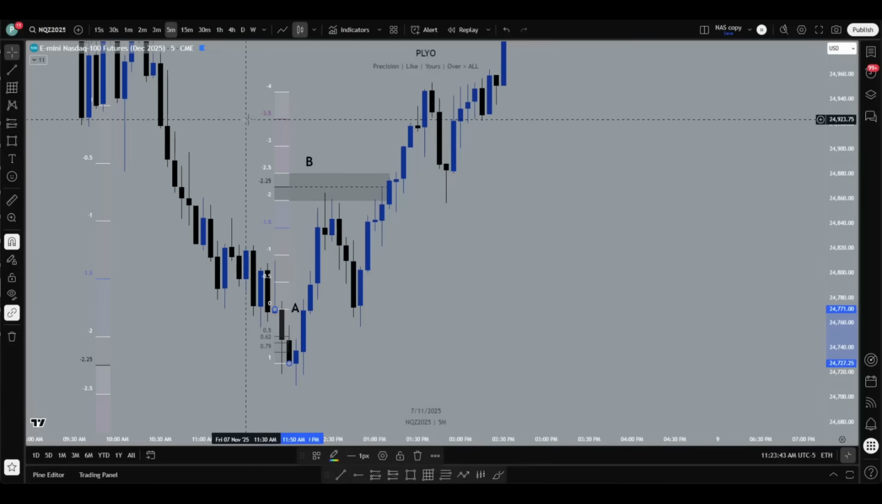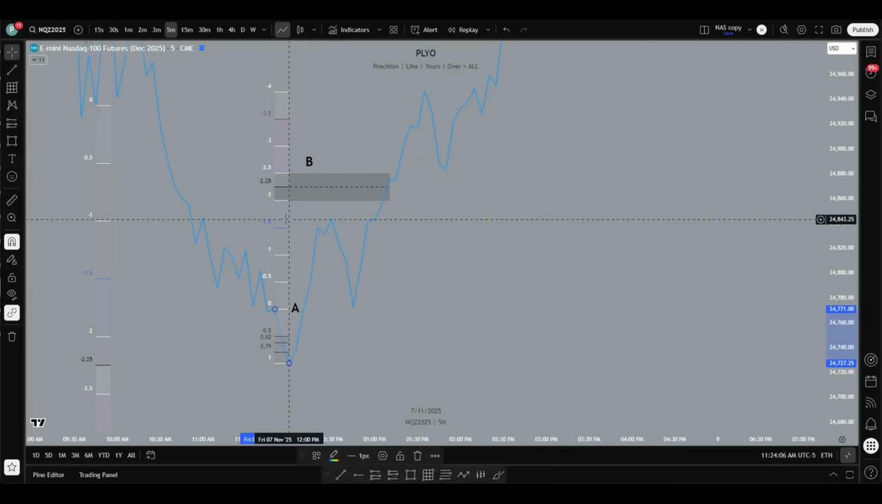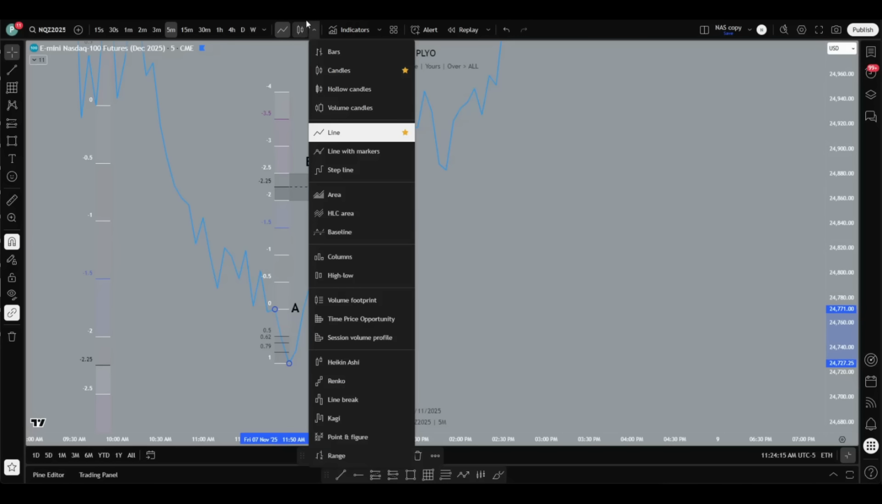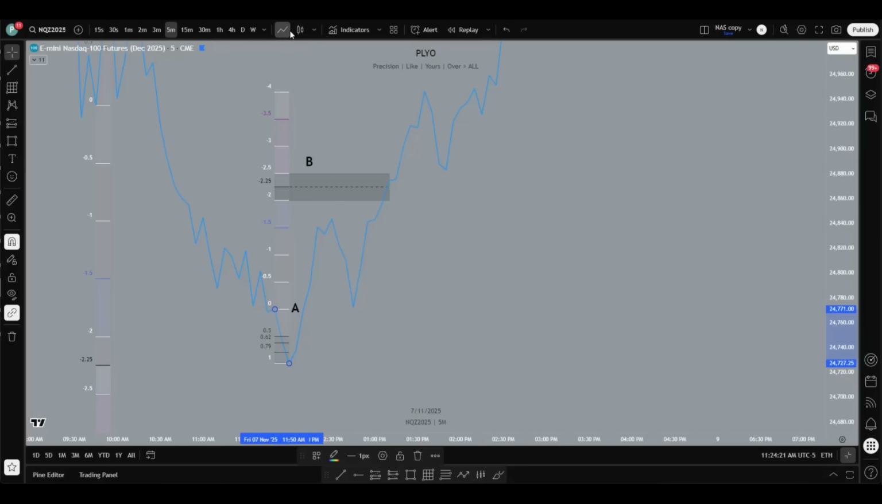So once again, the line chart is your cheat code. You simply need to find the line chart. And how do you get to the line chart? You simply just go on the top right next to indicators, this little drop down arrow here. You find the one that says line, you put a star by it so you can get to it easier. You don't have to do the drop down menu every single time. You put a star by it, and then it'll be right here. You can easily flip from candlestick to line chart every single time.